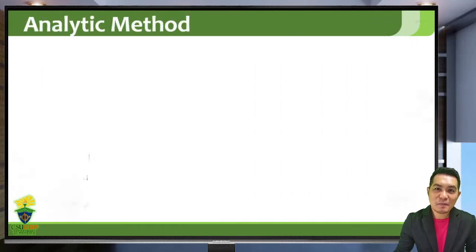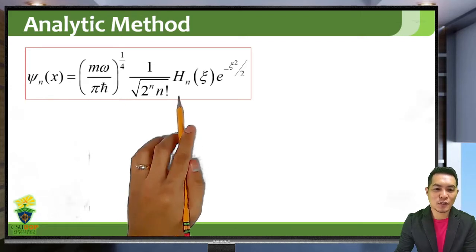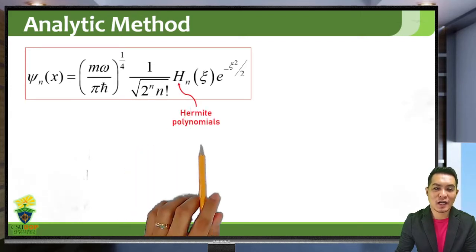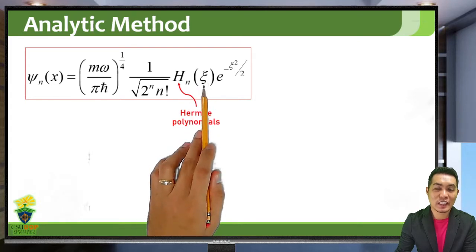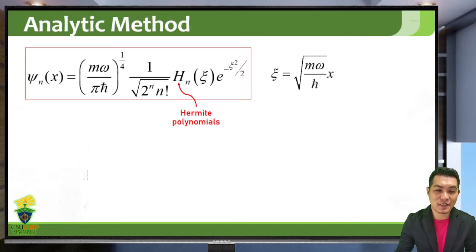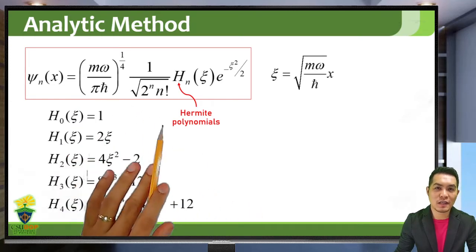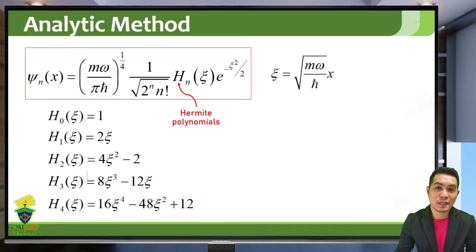In the analytic method, I will not actually be presenting the method, but just the final result. In the analytic method, you use the solution in terms of Hermite polynomials, where the Greek letter xi here is just a function of x. And these are just the first 5 Hermite polynomials. I'm just presenting this method, but if you really want to learn it, try to read the textbook and other advanced textbooks.